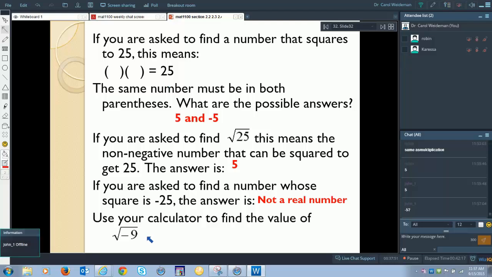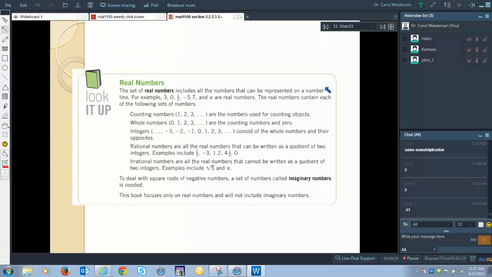But on your own, take your calculator and use it to find the square root of negative 9. And you'll get some kind of an error message. It depends on the calculator. I was just checking mine to see what it tells me. My calculator says error, non-real answer. But you're going to get an error because in the real number system, there is not a number that's the square root of negative 9. So this is not in the real number system. It's in another system, which we're not going to cover in this class.